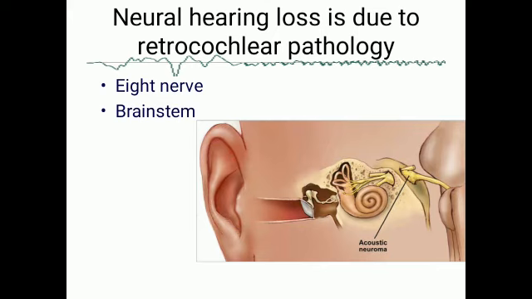Neural hearing loss, I told you, is a defect either in the auditory nerve or in the neural pathway. So it's either in the 8th nerve or in the brainstem. A tumor usually arising from the 8th nerve is called an acoustic neuroma. So in these conditions, or any brainstem lesion, there will be neural type of hearing loss.